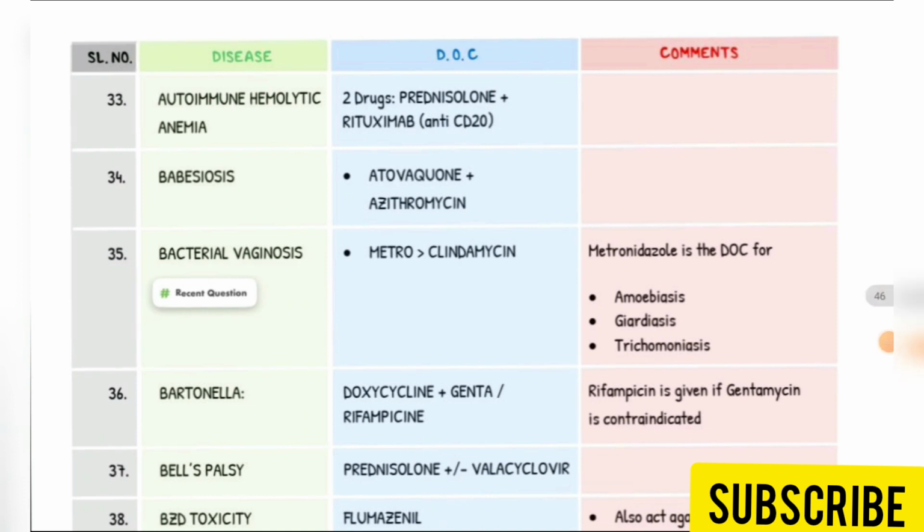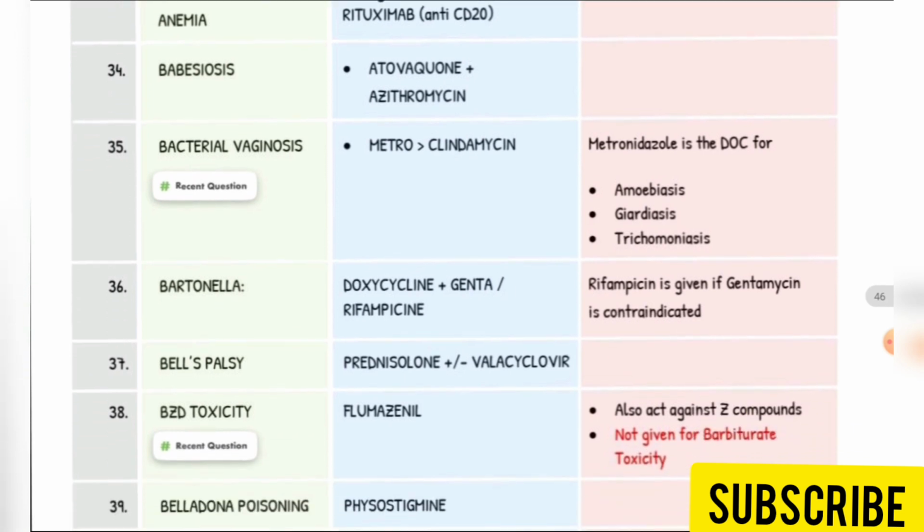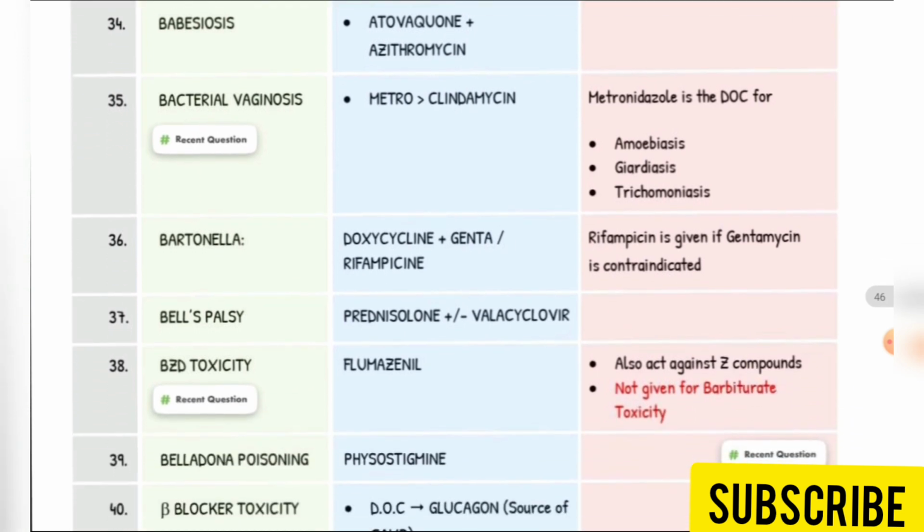Next one is babesiosis, drug of choice atovaquone plus azithromycin. Bacterial vaginosis, metronidazole, then clindamycin. Metronidazole is a drug of choice for amoebiasis, giardiasis, and trichomoniasis. Next one, Bartonella, drug of choice doxycycline plus gentamicin or rifampicin. Rifampicin is given if gentamicin is contraindicated.